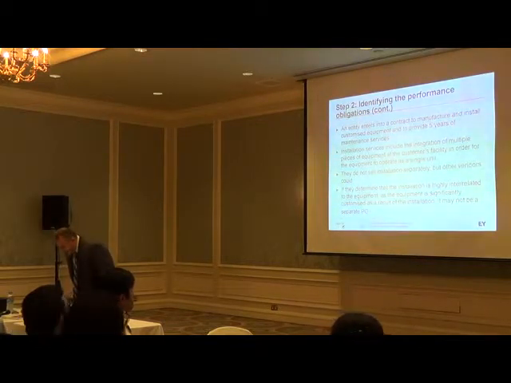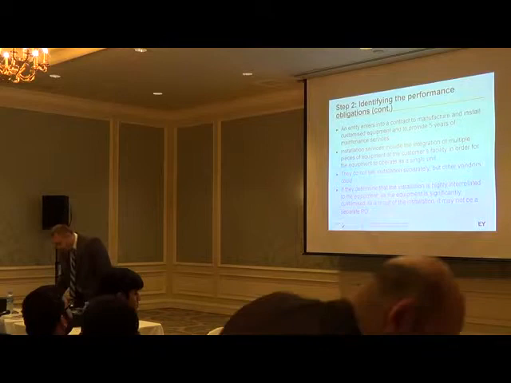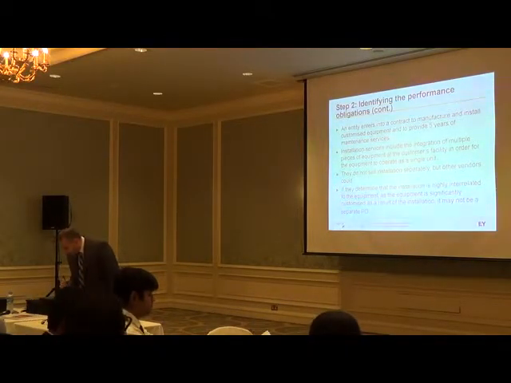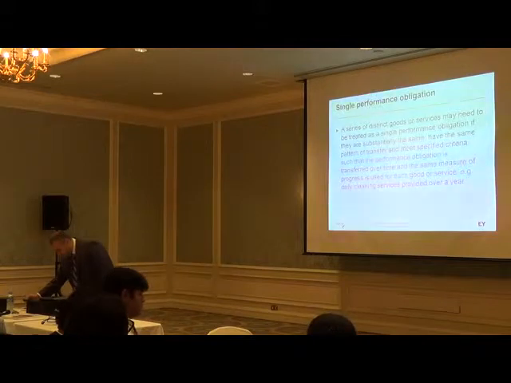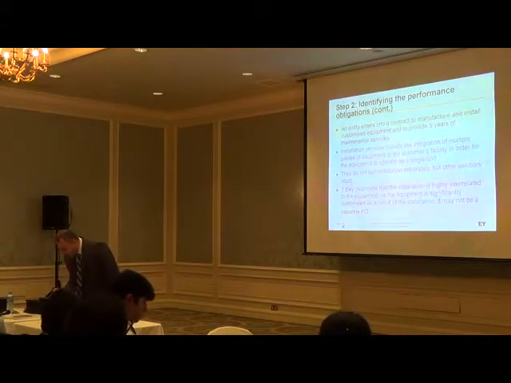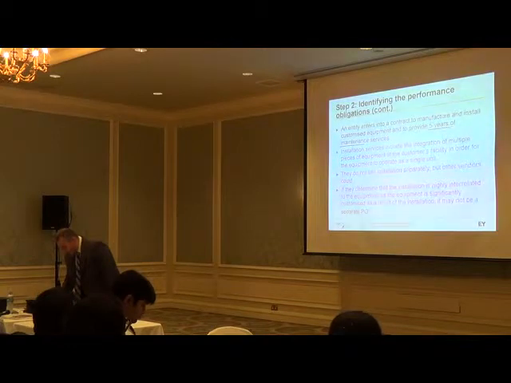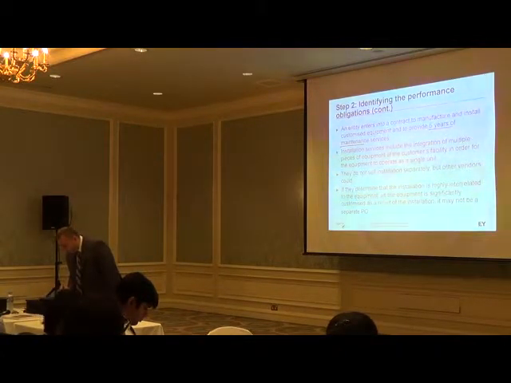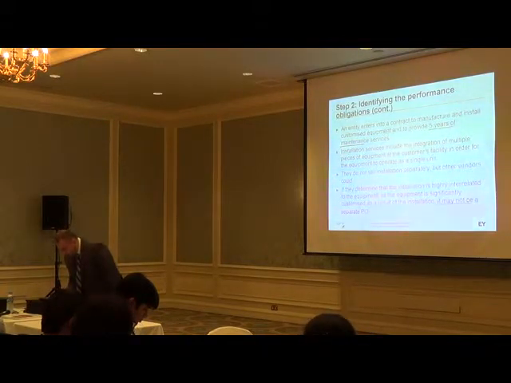An entity enters into a contract to manufacture and install customized equipment and to provide 5 years of maintenance service. Installation service includes the integration of multiple pieces of equipment at the customer's facility in order for the equipment to operate as a single unit. They do not sell installation separately, but other vendors could. If they determine that the installation is highly interrelated to the equipment, as the equipment is significantly customized as a result of the installation, it may not be a separate performance obligation.